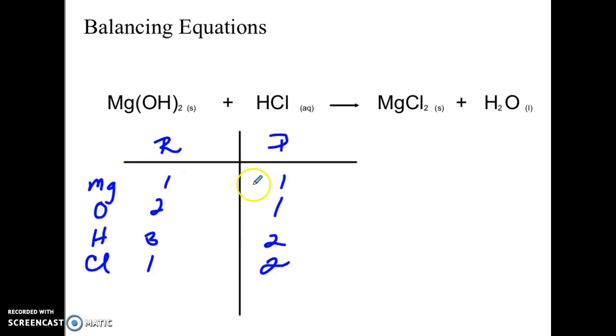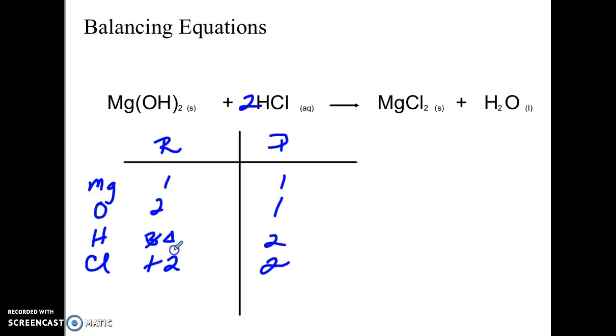I would be looking at some of the more unique elements, and I notice that magnesium's balanced, but my chlorine isn't. So what I'm going to do is put a 2 here in front of the HCl. That's going to give me 2 chlorines, but that also changes my hydrogens now to 4 because I have 2 hydrogens here and I have 2 hydrogens from the hydroxide ion.